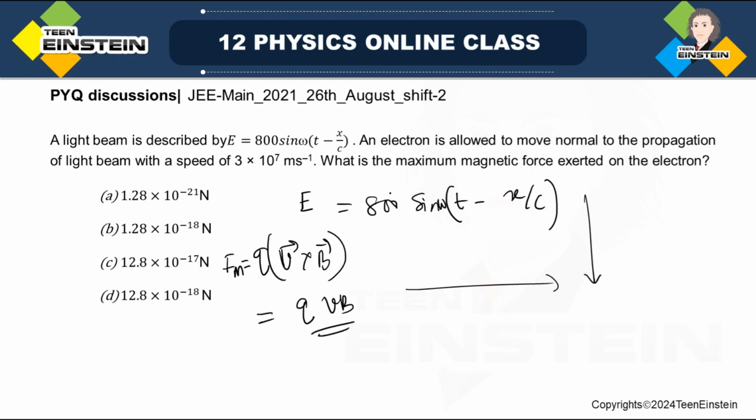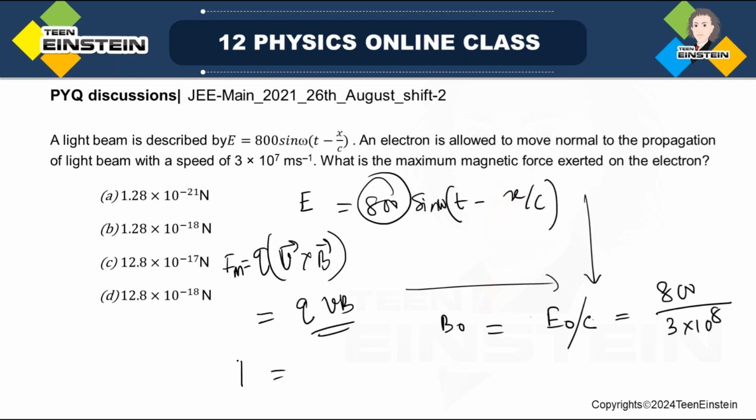B is not given. What is given is E0. So we have to find out what is B0. B0 is actually C, the speed of light multiplied with E0. Okay, speed of light is 3 into 10 to the power 8. Just a minute. I'm sorry, this will be E by C, not E into C, because E is equal to CB0. Okay, so now E is 800 and C is 3 into 10 to the power 8 meter per second.